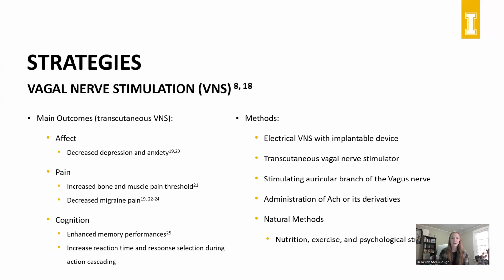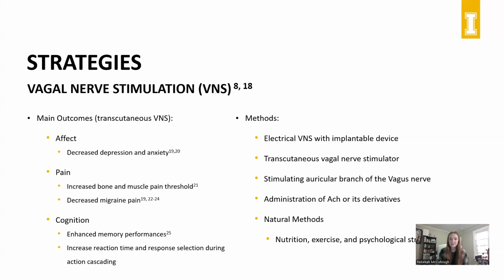Some of their outcomes have been on affect, where they've seen decreased depression and anxiety. On pain, they've seen increased bone and muscle pain threshold and decreased migraine pain. So a lot of the studies have been on migraine and headache literature. And then cognition, there's enhanced memory performance and increased reaction time and response selection during action cascading.